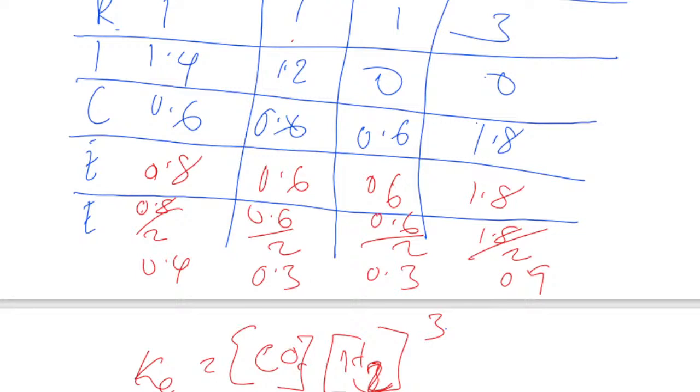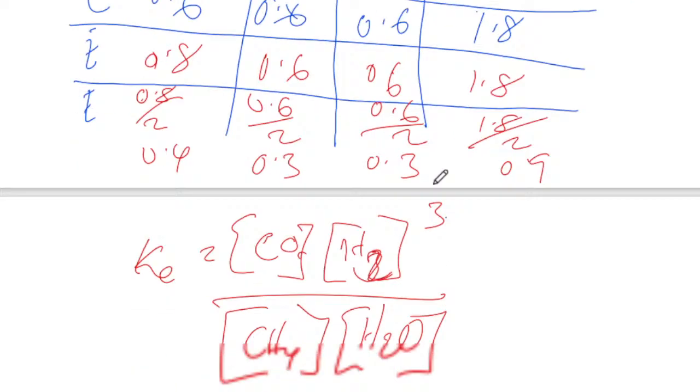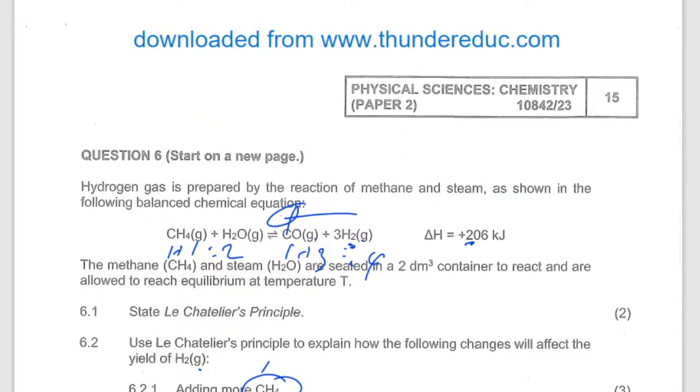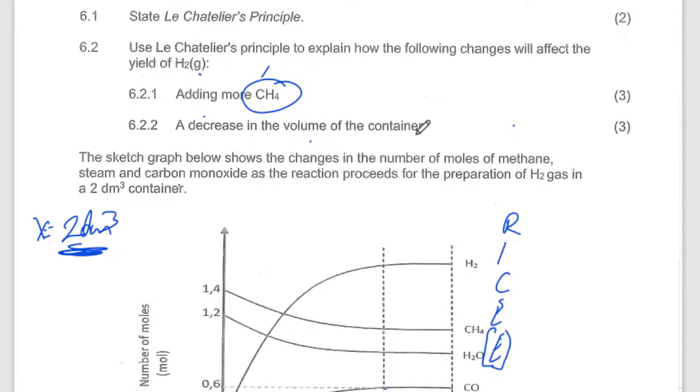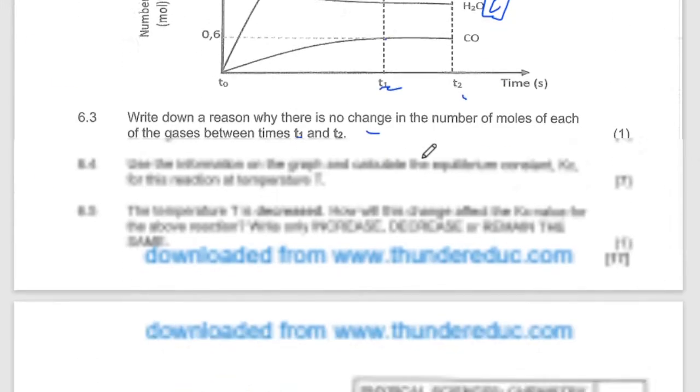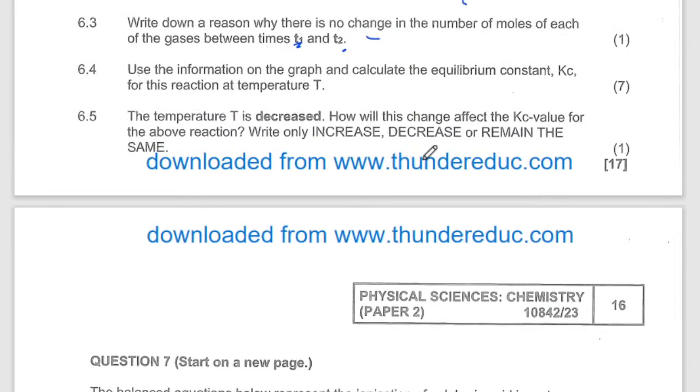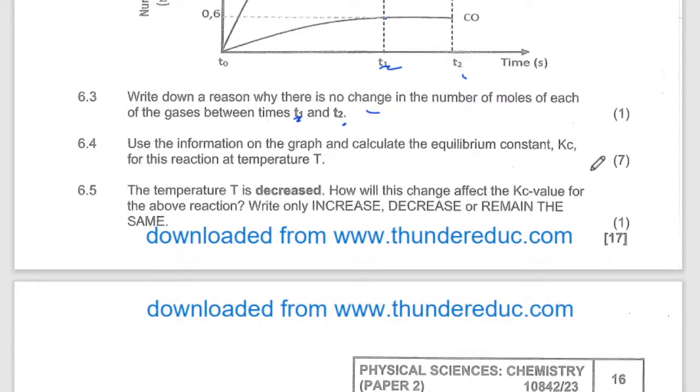Okay, let's go to the next question, and then we see. They're saying a decrease in the volume. Oh, yes, we're done with this. We finished this. So that's how you're supposed to do those. Guys, you must not lose those 7 marks. Then we go to the next question.